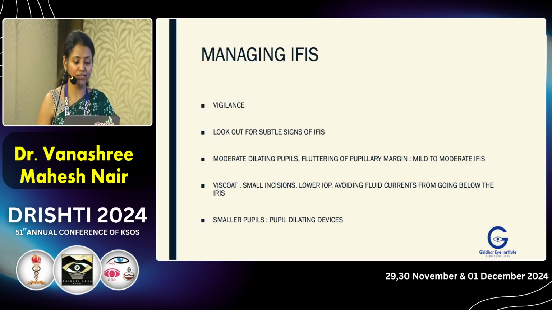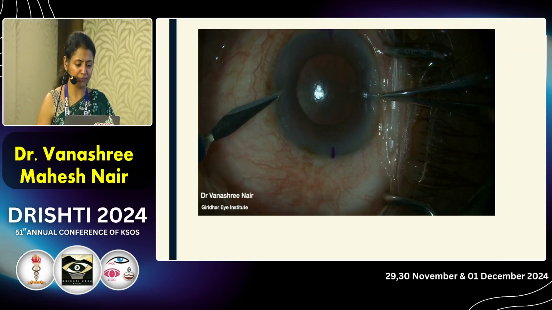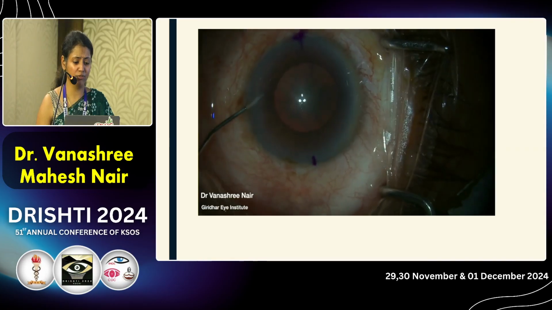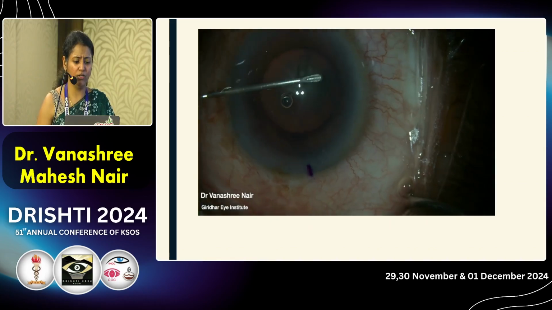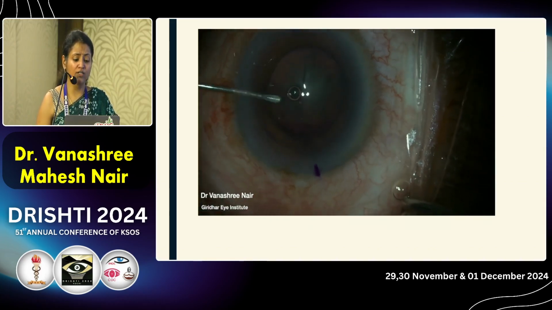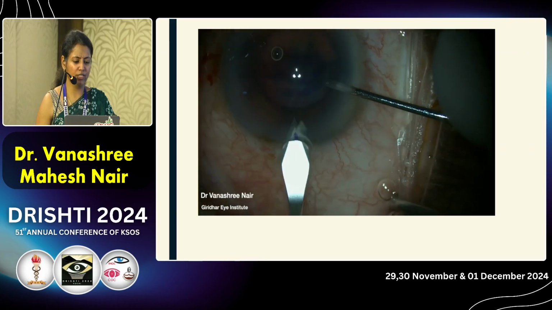So how do we manage IFIS? First, as I said, be vigilant about it. Look out for subtle signs of IFIS, a moderately dilating pupil, fluttering of the pupil margin when you go in, and so on and so forth. So let's look at the first case. This was a case of moderately dense nuclear sclerosis, planned for a toric IOL, and a moderately dilating pupil. So I thought that it's okay, I can proceed ahead.